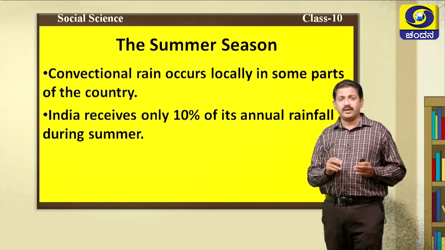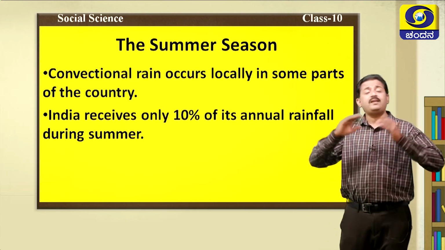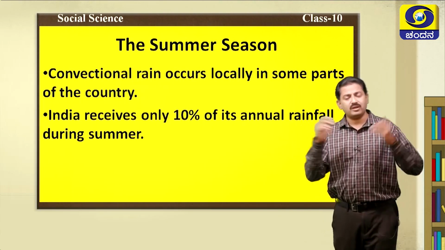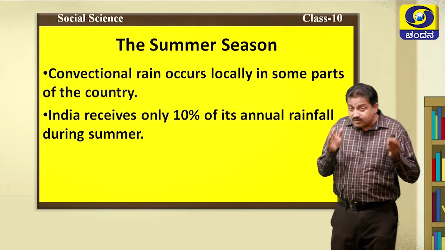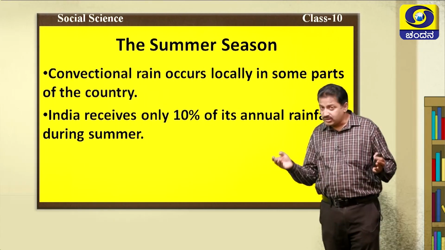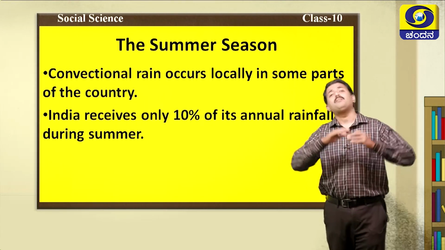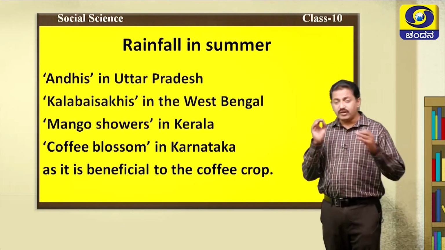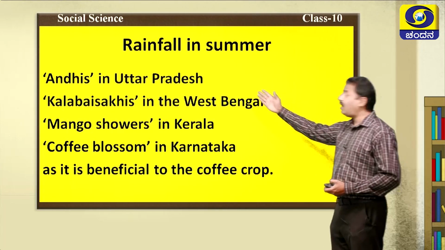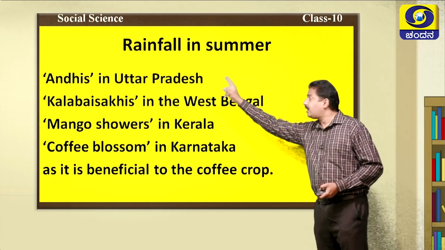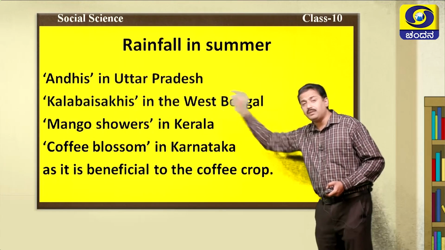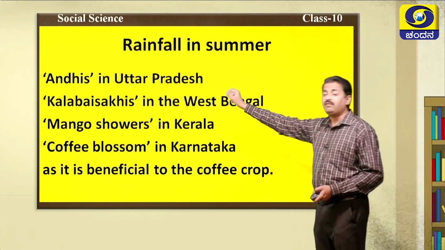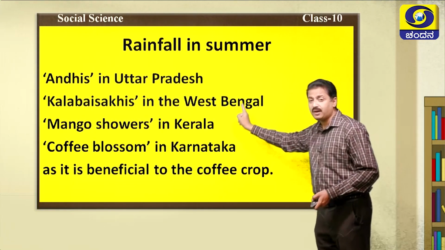During this season, India receives 10% of rainfall due to local heating and convectional current. So, some areas receive convectional rainfall and they are called by different names. Which are those names? Let us see them. First of all, on this is the name given to convectional rainfall in Uttar Pradesh. Kala Baisakhi, it is the name given to convectional rainfall in West Bengal.